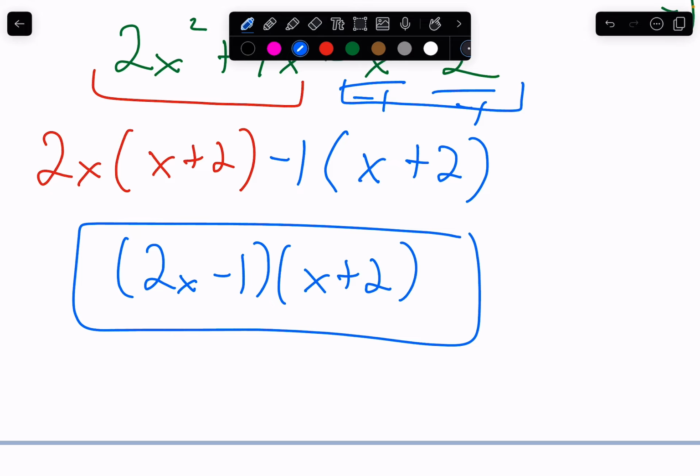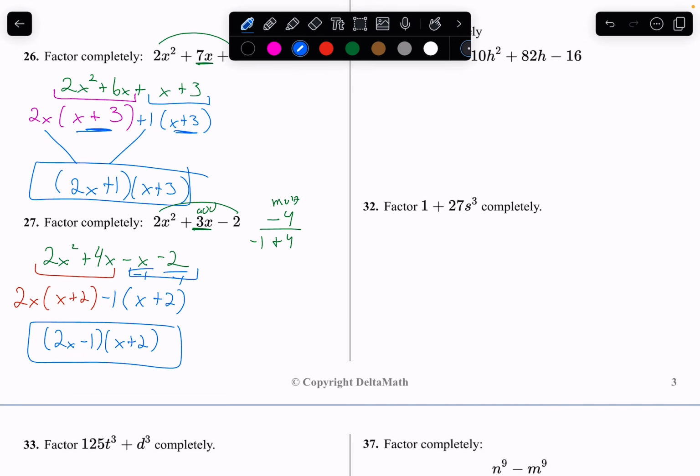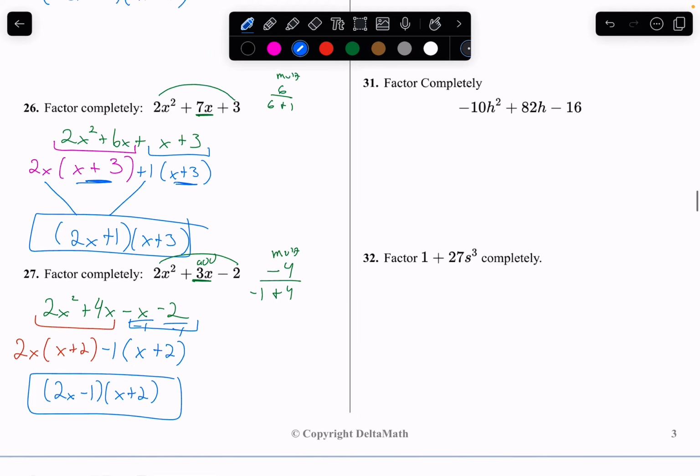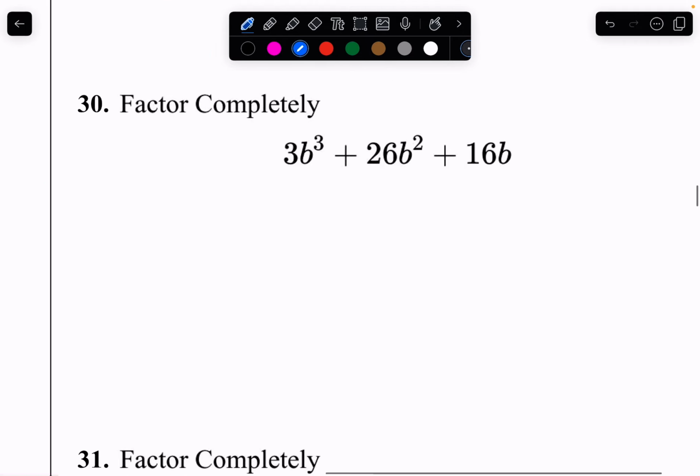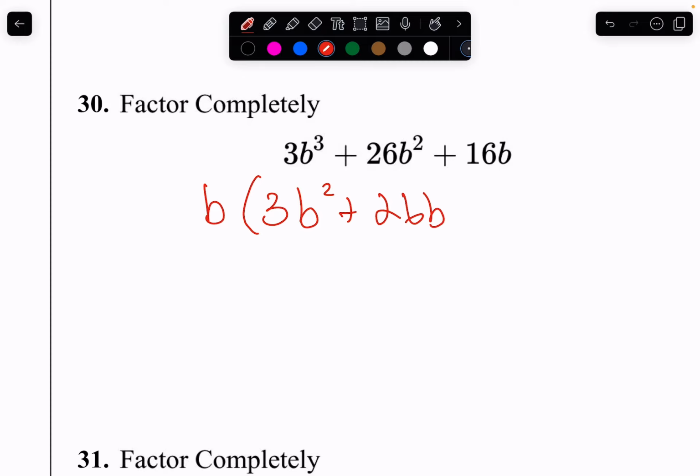Let's go ahead and skip to question 30. Looking here, if you recall, the first thing we've got to look for is a GCF. And this one actually does have a GCF. I can pull out a b. Now we can go ahead and, of course, try to factor this further, which we can do. We're going to use the AC method here.